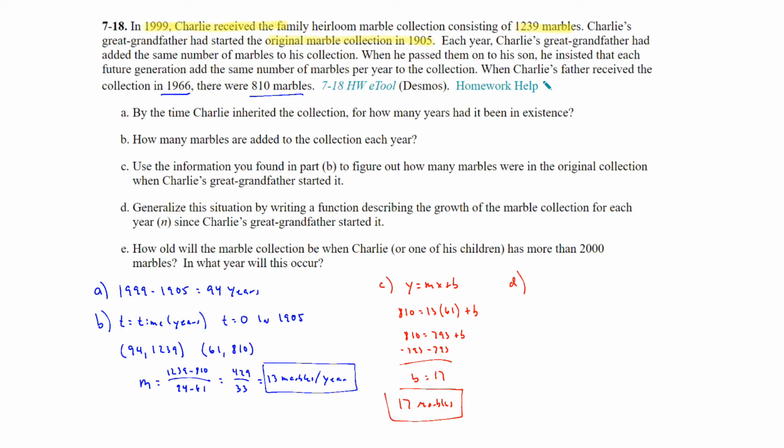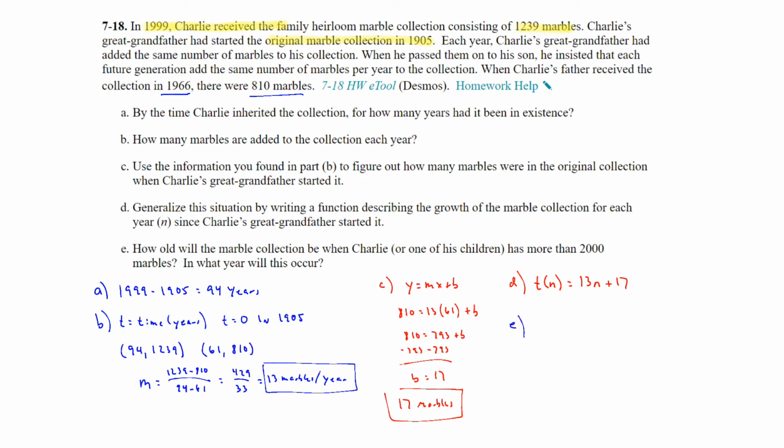Part D. Generalize this situation by writing a function describing the growth of the marble collection for each year since Charlie's great-grandfather started it. So it does want us to write it as a function, and it wants us to use n as the independent variable. So we can do t of n is equal to, we have the rate of change, which is 13, times the number of years since it started, plus the original 17 marbles that his great-grandfather started with.